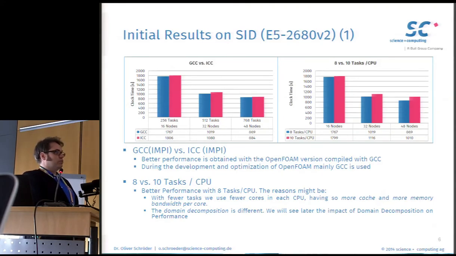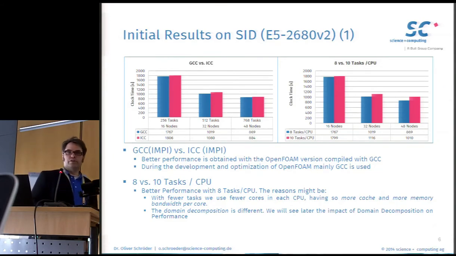There are 3 reasons why that might be. If we use fewer cores per CPU, then we have more L3 cache per core that we can use. And we have more memory bandwidth per core that we can use. So these are 2 reasons. And the last reason is that we have a different domain decomposition for the 2 cases. And that can also impact the performance.